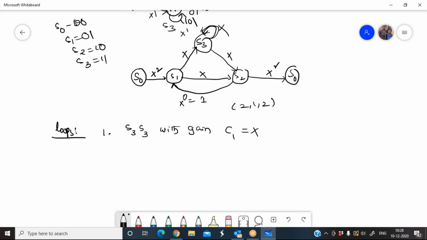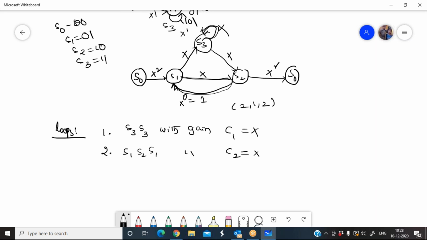Next, is there another loop? Tell me another loop. If any loop exists, please tell me the answer. Between S1 and S2, sir. Right, that is S1 to S2, again S2 to S1. This is another loop. The starting point is S1 and S2, and again it comes back to S1. So this is the second loop. So C2 equals, what is the gain here? X and 1. So X into 1. You can write again X.